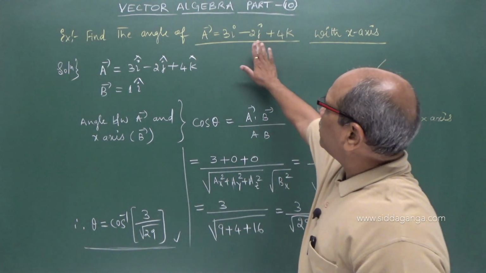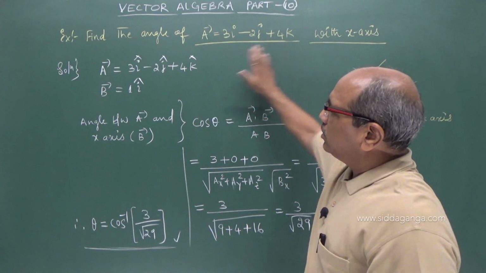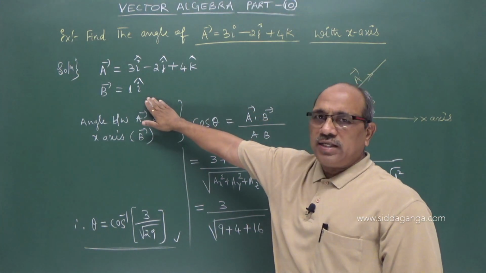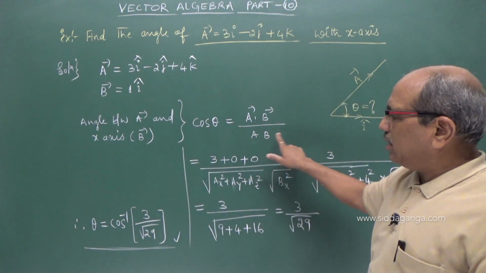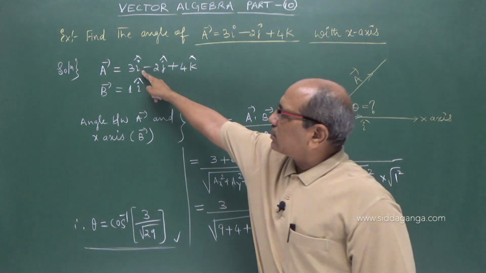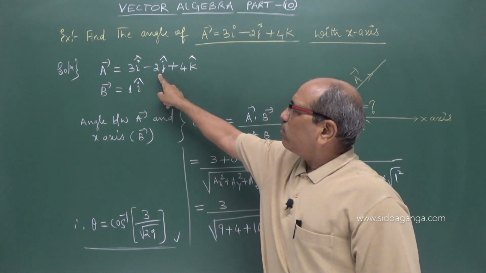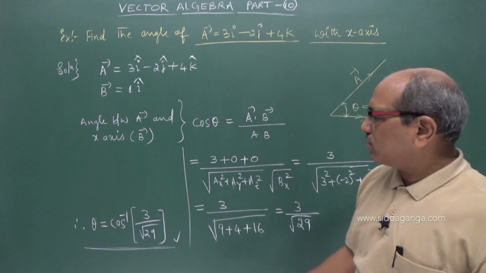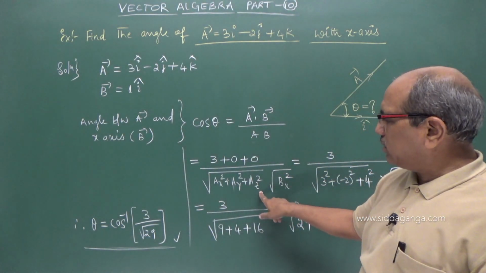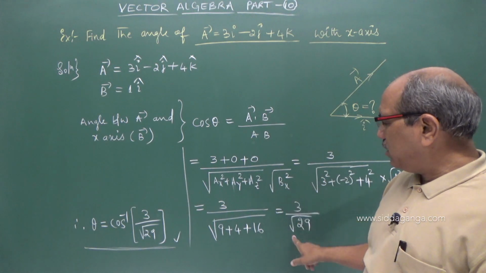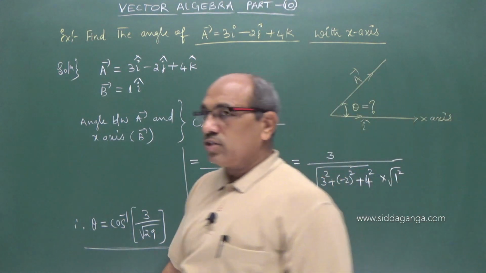They ask the angle between vector A and the x-axis. You have vector A, and the x-axis taken as I. A dot B by AB. A dot B is x into x; Y and Z do not exist. A is root of ax square plus ay square plus az square. Only Bx exists, and hence you got the answer. Let us go to the next one.